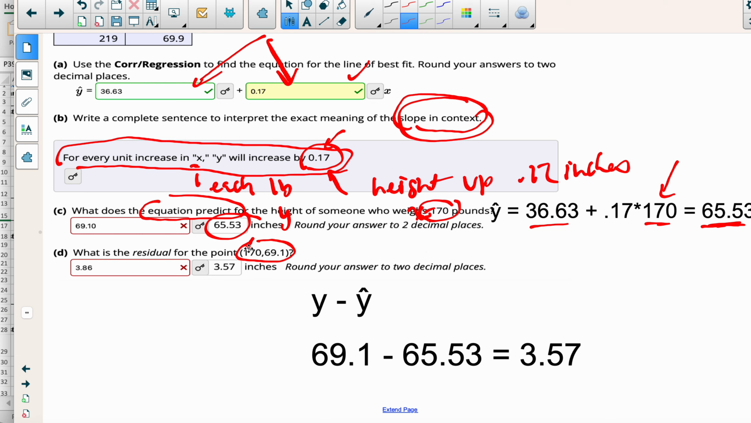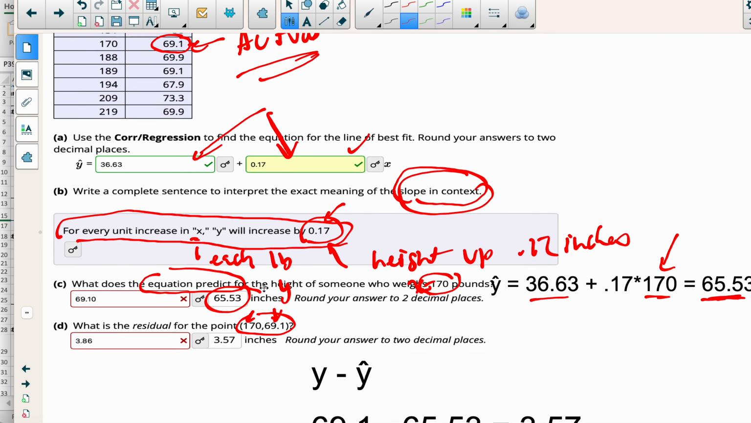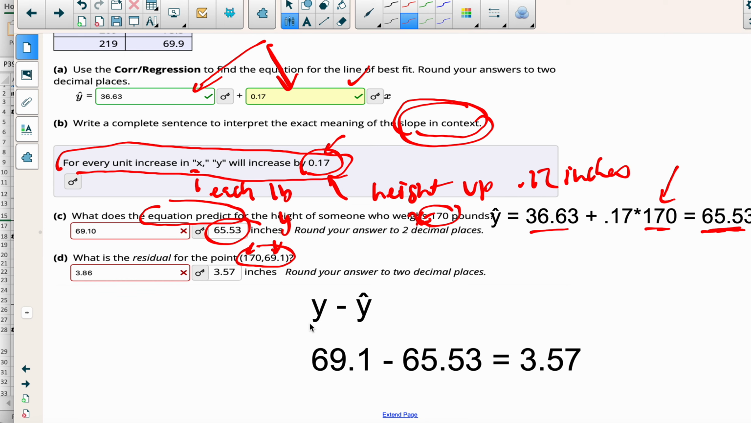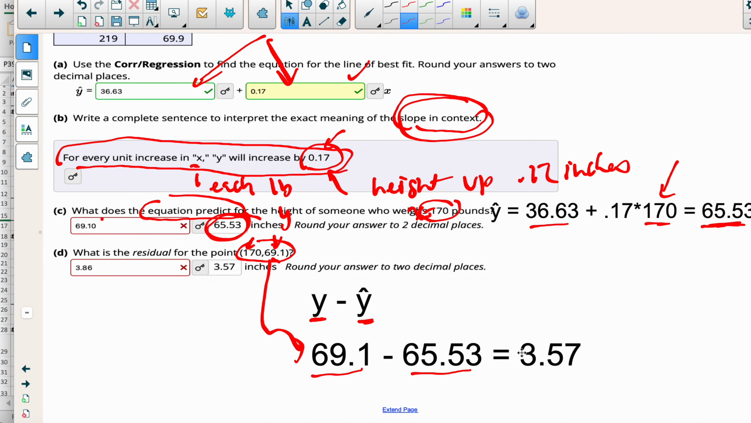Then to come up with a residual, all right, here is my actual value. When someone weighed 170 pounds, their height was 69.1 actual. The residual to calculate it is take your actual y value and subtract your predicted y value. So you're just going to take that 69.1. That's how tall someone actually was when they were 170 pounds. And then you calculated the prediction here, 65.53. The difference between those two, 3.57, is the residual.